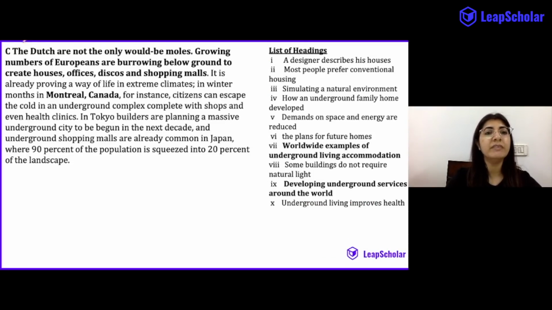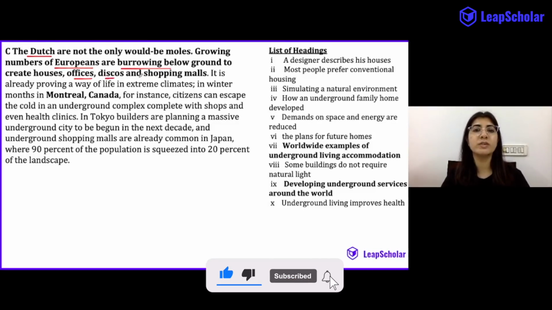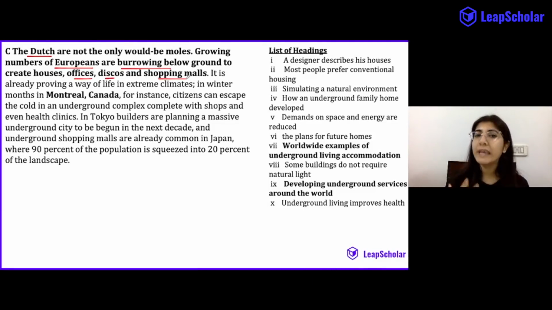Moving forward to the next paragraph. The Dutch are not the only would-be moles. So we have the Dutch. Growing numbers of Europeans are burrowing below ground to create houses, offices, discos, and shopping malls. So the first two sentences are telling me that the Dutch are not the only ones who are constructing underground houses, but Europeans as well are developing below ground to create not just houses, but offices, discos, and shopping malls as well. If you keep reading, you will find more examples of places such as Canada and Tokyo, Japan in your paragraph. Now, we had two headings.